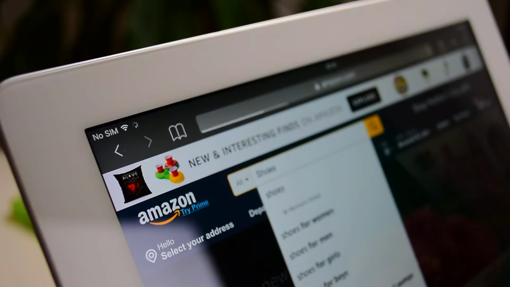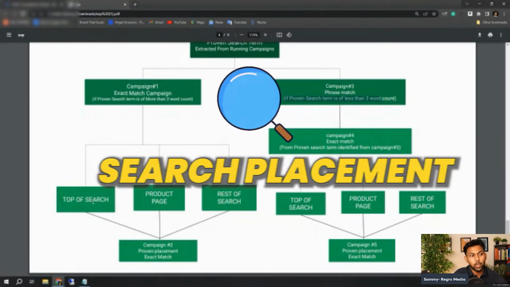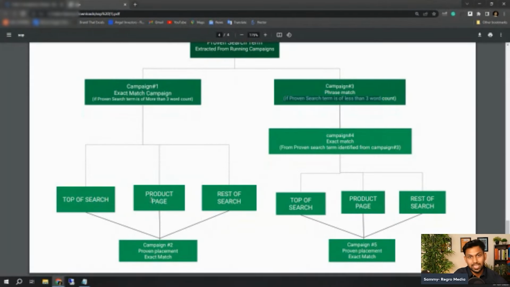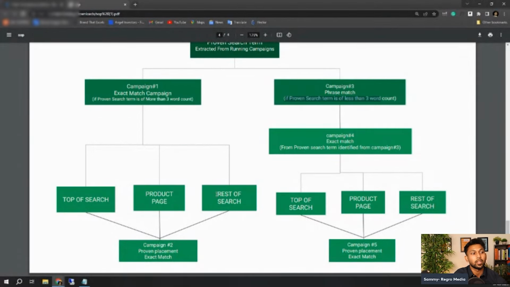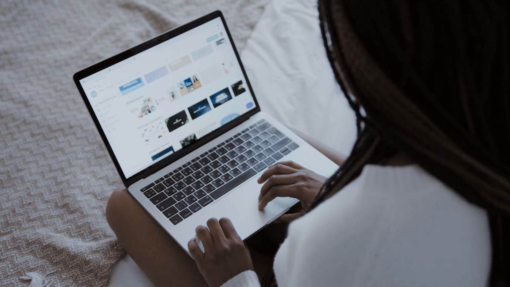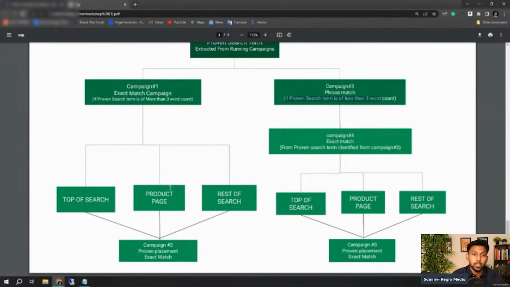Now, next step, obviously, when you're creating an exact match campaign, there are three different things here. Top of the search placements, they have three placements, right? Top of the search, product page, and rest of the search. So at this particular stage, you need to identify which particular placement is working well, because you have to break a campaign down as granularly as possible in order to get the most out of your dollar spent. So campaign 2 is proven placement exact match.